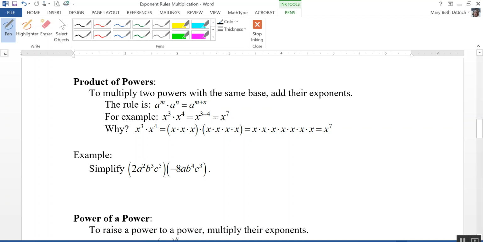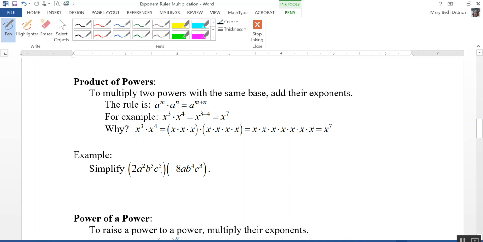Why is this true? Well, x to the third is x times x times x. X to the fourth is x times x times x times x, which gives you 7 x's multiplied together, which is x to the 7th. Here's an example. We need to simplify 2a squared b to the third c to the 5th times negative 8a b to the 4th c to the 3rd, or c cubed.